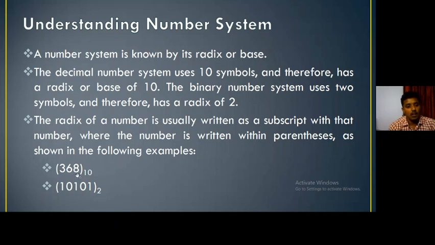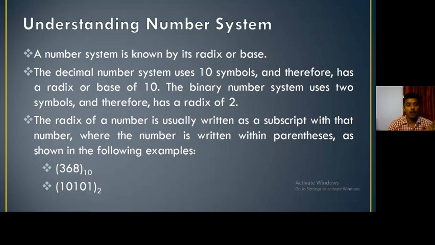Now you see 368 base 10. With this representation we can identify that 368 belongs to which number system? Decimal number system. Next, the second one is 10101 base 2. As it has base 2, we can tell that this number belongs to the binary number system, where it contains zeros and ones. Even if it contains only zeros or only ones with base 2 or radix 2, we can say this number belongs to the binary number system.